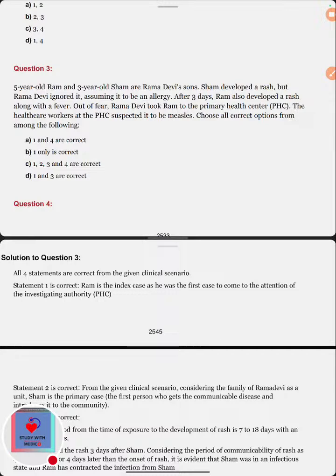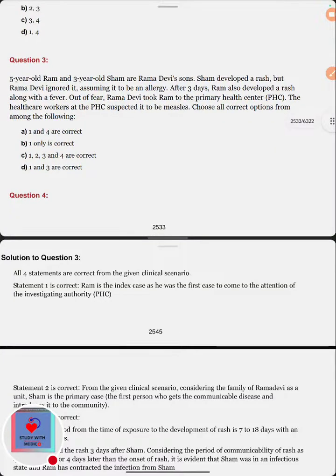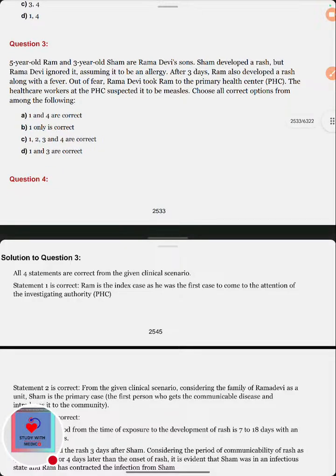5-year-old Ram and 3-year-old Sham are Rama Devi's sons. Sham developed a rash, but Rama Devi ignored it, assuming it to be an allergy. After 3 days, Ram also developed a rash along with a fever. Out of fear, Rama Devi took Ram to the primary healthcare center. The healthcare worker says it is suspected to be measles.